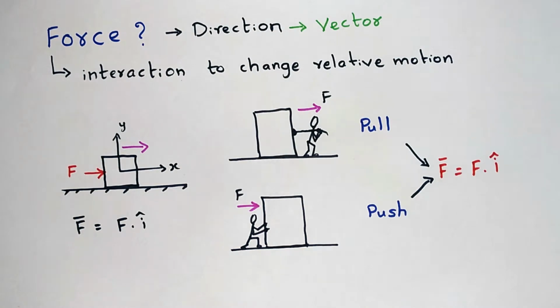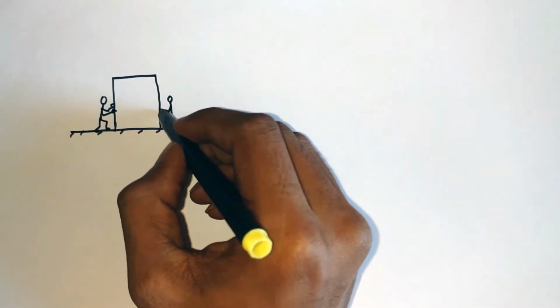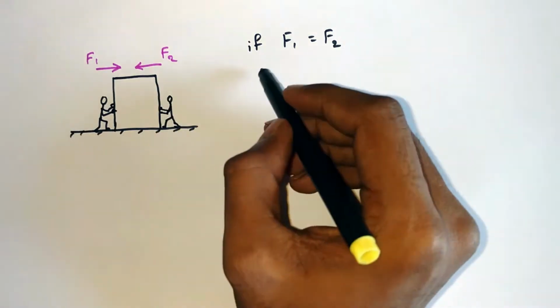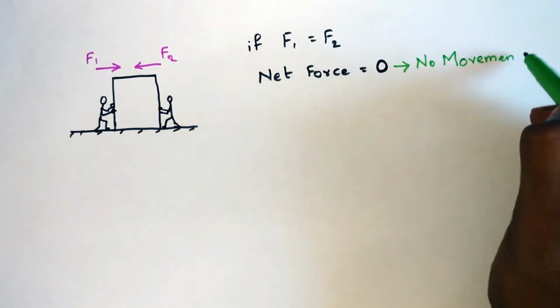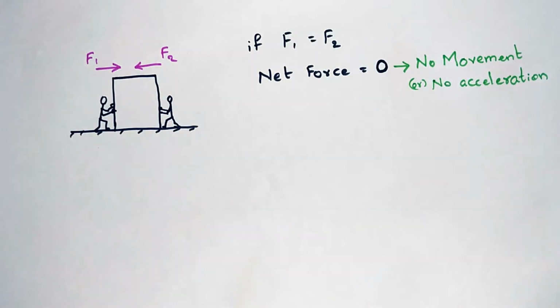So we have seen that a force can result in motion of a body, but we didn't express the motion quantitatively. Now let's consider a block which is at rest on a smooth surface, and suppose two persons are pushing it with forces F1 and F2 in opposite directions. If F1 equal to F2, then the resultant force acting on the block is 0. Then the block will not move, or we can say that the block will remain unaccelerated or zero acceleration.